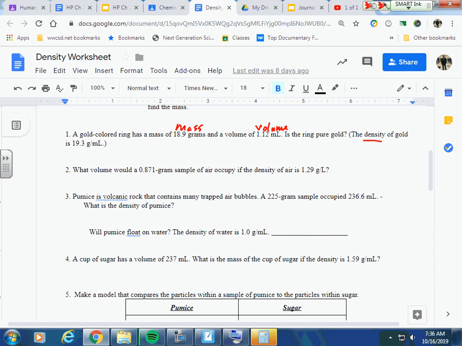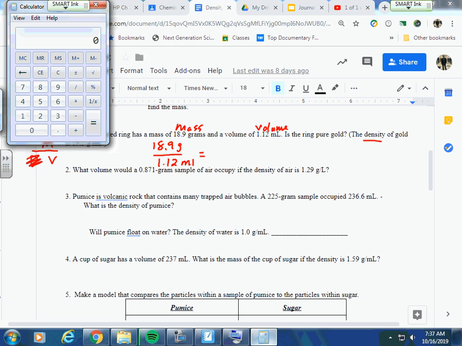So if I went back to my density triangle, all right, density pyramid, whatever you want to call it. I'm trying to solve for density, so I'd cross this out. I'm left with mass over volume. So 18.9 grams divided by 1.12 milliliters. So it's just a division problem. So I'm going to go 18.9 and divide by 1.12, and I get 16.9. And that's grams over milliliters. All right, so that's my answer.